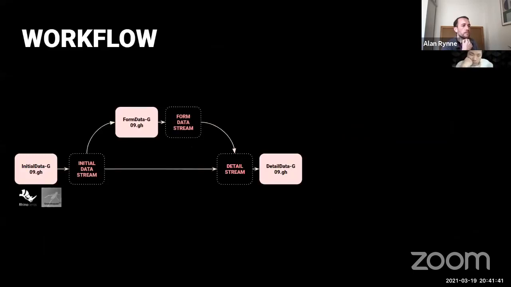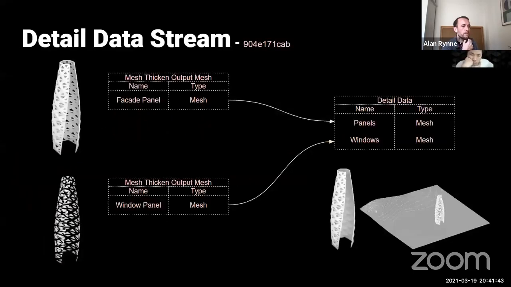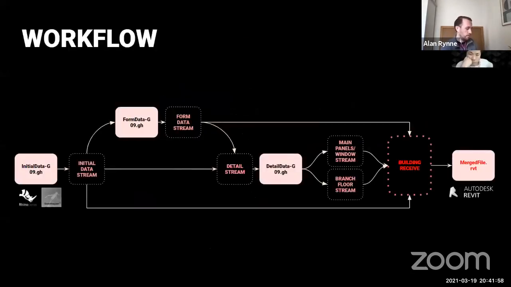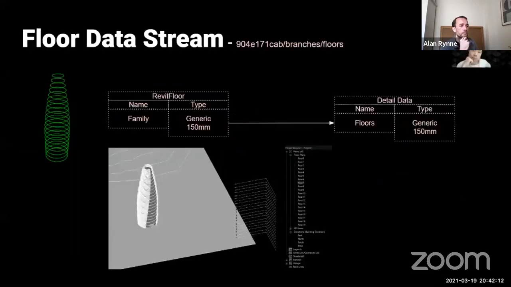After this, we started with the detail stream, within which we created panelization details on the facade itself, and also window details to be included within the panelization. This was also collected in the merged Revit file. After this, we decided to add some more information, and formed a branch within the detailed data stream where we created the floor stream.